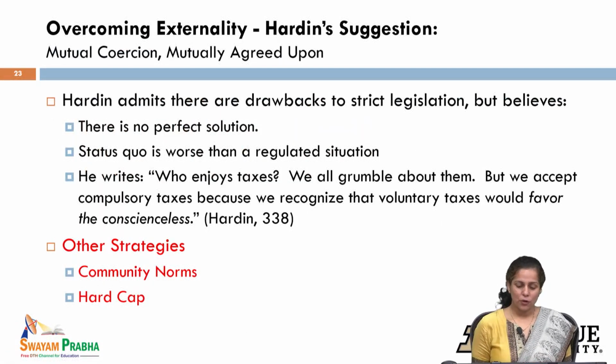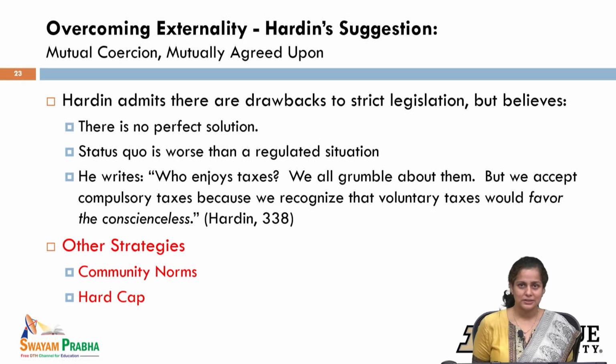So, how do we overcome externality? Hardin suggested that we can actually do strict legislation, but there is of course no perfect solution because no one likes that top-down approach. No one enjoys taxes, is what Hardin wrote.